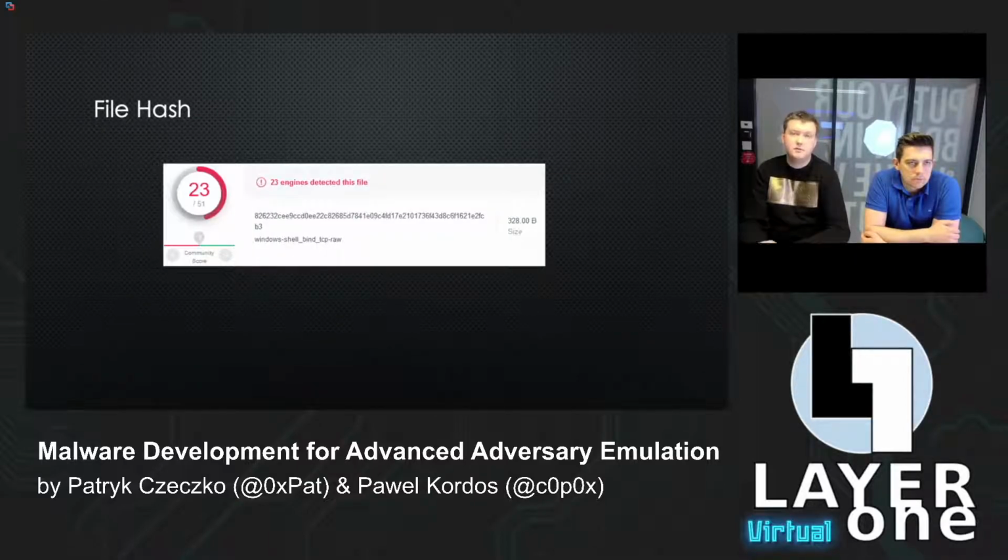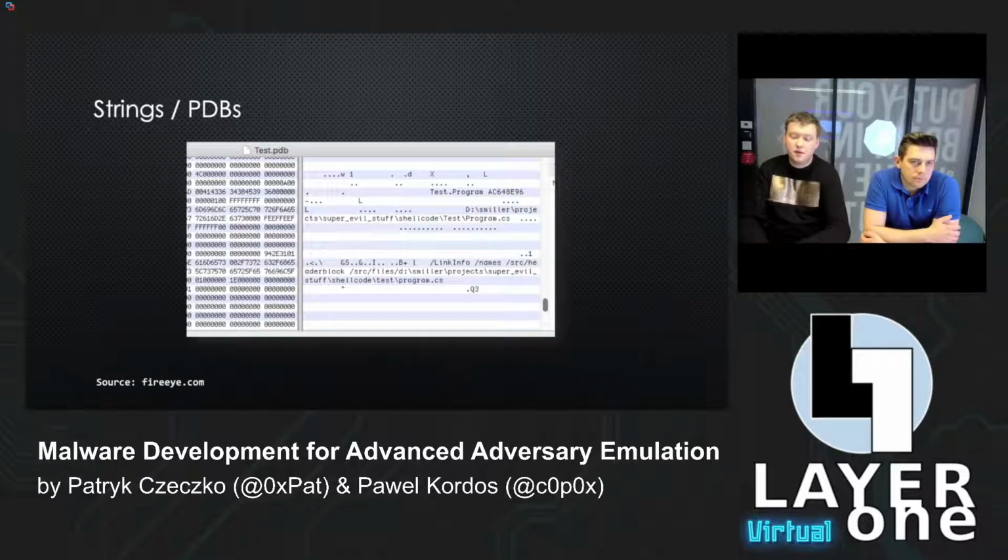So the first one is a file hash. I think all of you probably know the file hash. Each time when you compile a file, and once you make a new compilation, the file is simply changed. So the hash changes, and this is a very trivial technique. If you want to change the file hash, just simply recompile the code, and that's basically it.